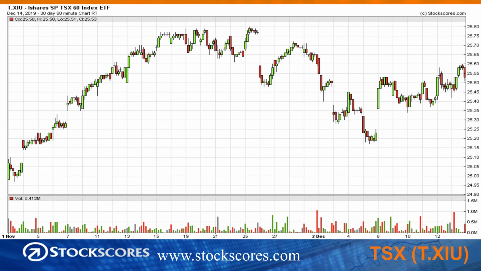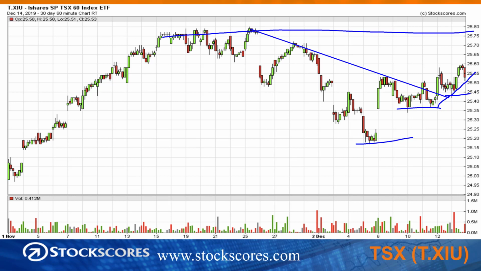Looking at the shorter term chart, you can see that we've broken this pullback here. We've built some rising bottoms. So we're slowly inching away higher, but there's a lot of resistance to deal with. So it's kind of a neutral picture in the short term.